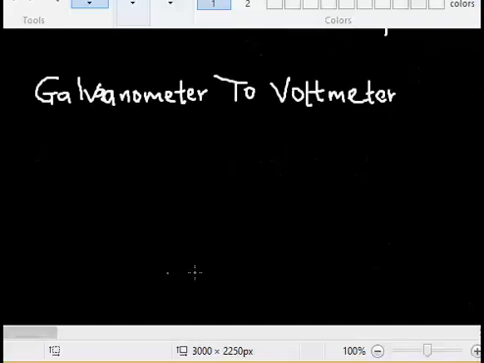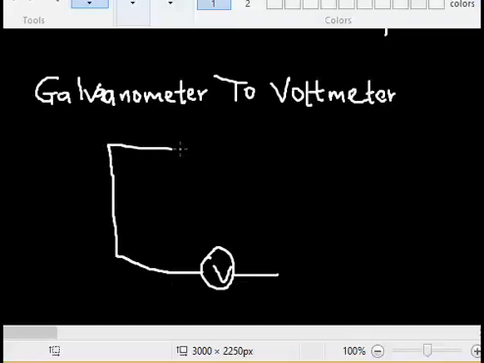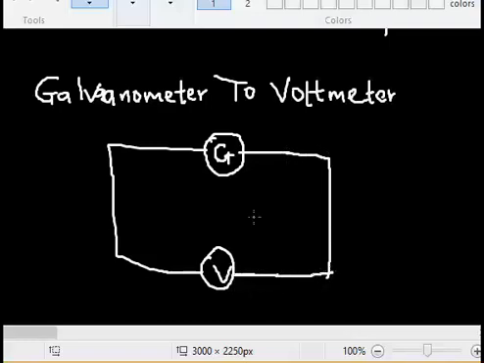Remember, it has to do with voltage. Voltage is always across. So I want to measure voltage, let's say V, using a galvanometer. But if I connect the voltage V of the voltmeter directly into a galvanometer, it will burn it. It is too high for the galvanometer.